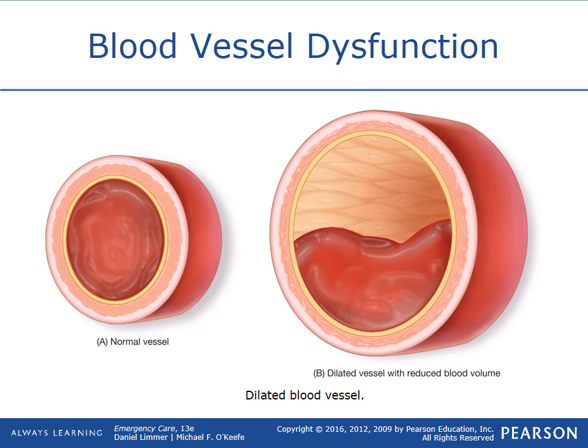So here's a picture of a normal blood vessel on the left and a dilated vessel with a reduced blood volume on the right. Same amount of blood going through the body, but suddenly the vessel has gotten bigger. So blood doesn't fill up the vessel like it should, and the pressure has gone down. This is what you would see in a blood pressure that has dropped. This is one way a blood pressure can drop.